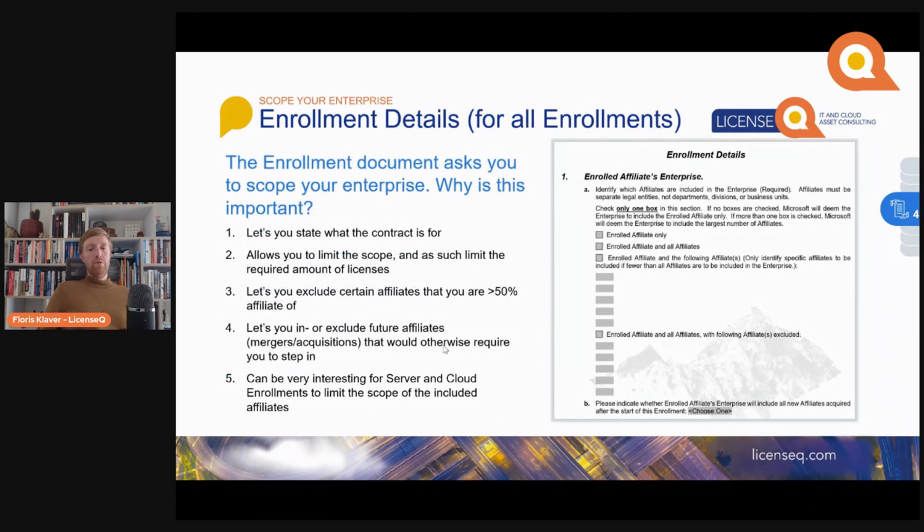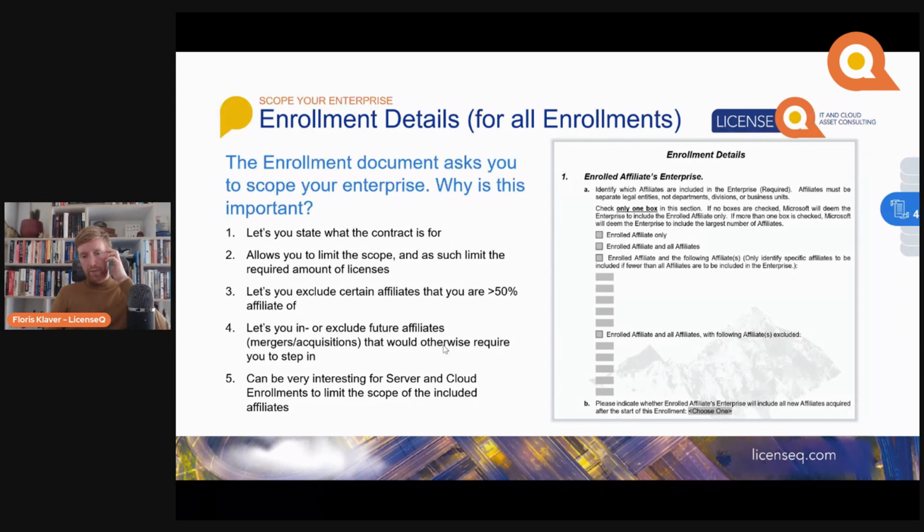So in all enrollment documents, you see this snip on the right-hand side, which asks for your enrollment details. Enrollment details is where you define your enrolled affiliate's enterprise. And you see a couple of options: enrolled affiliate only, enrolled affiliate and all affiliates, enrolled affiliate and the following affiliates, and enrolled affiliate and all affiliates with the following affiliates excluded.